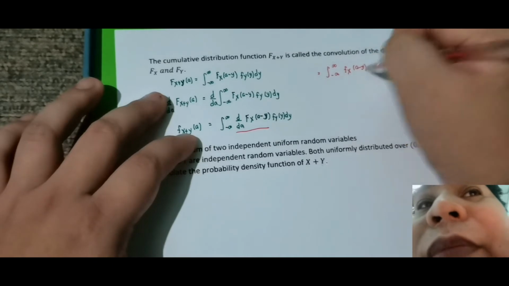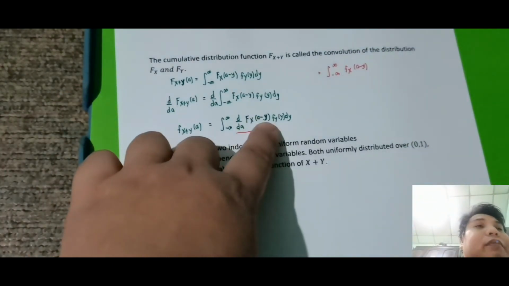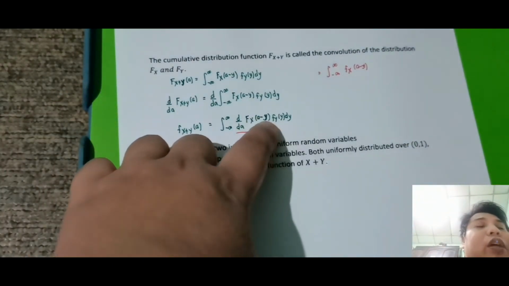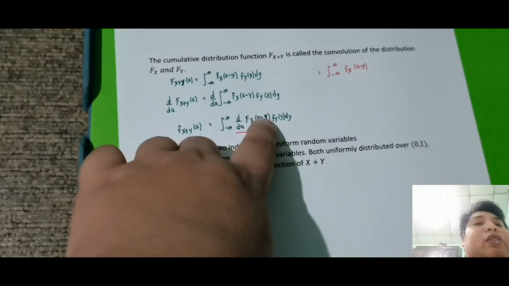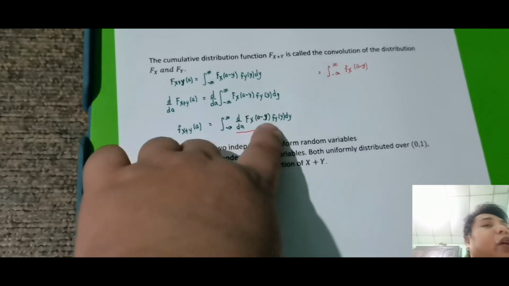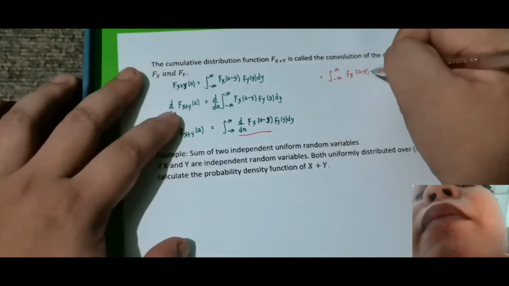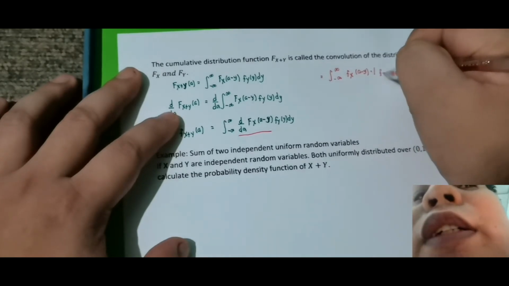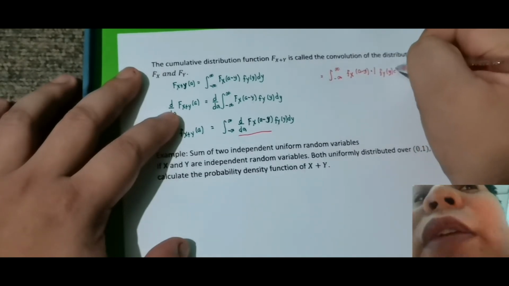So, syempre copy. Then, derivative ng a minus y sa loob, kasi siya ay chain rule. So, yung derivative ng a minus y sa loob is, the derivative of a is 1 with respect sa a. The derivative of y with respect sa a is just 0. So, meaning this is just multiplied by 1. Okay, then this is f sub y of y dy.